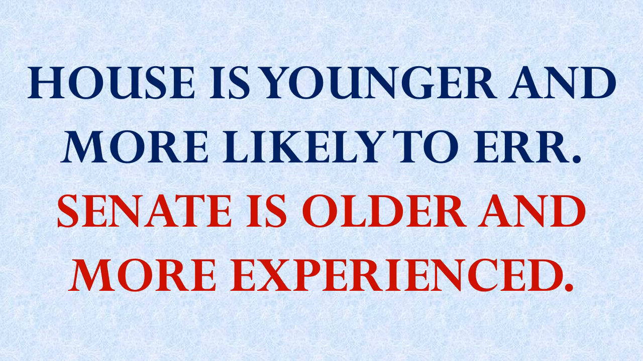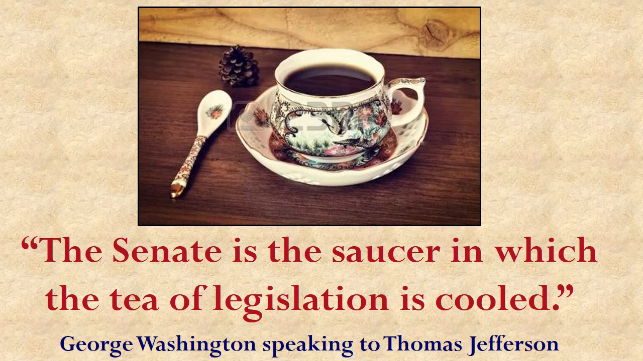The reason this is important is because it was assumed that the House would therefore be younger and more likely to make mistakes because of their inexperience. The Senate was thought more likely to be older, to have greater experience, and have compiled more wisdom during their days, allowing them to be more careful and perhaps more sure in the decisions they make. This difference was summarized very eloquently by George Washington.